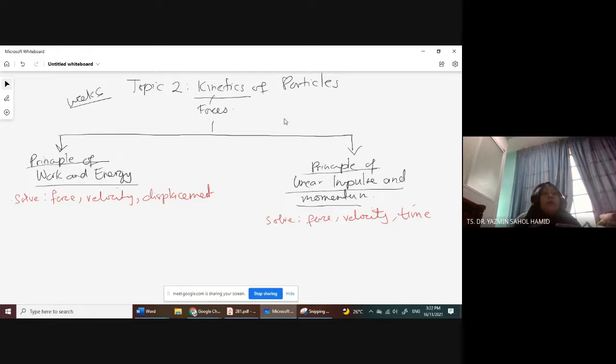So if the question is to calculate the time required, which method would you choose? Linear impulse and momentum. Yes. When they ask what the time required is, of course you need to use linear impulse and momentum. If you know the principle involved and the formula involved, regardless of how difficult the question is, you are able to solve it because you already know the correct method.